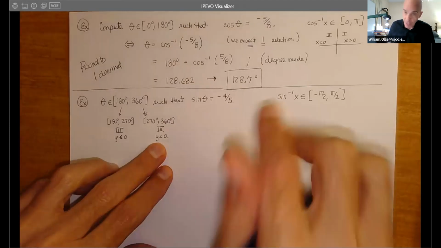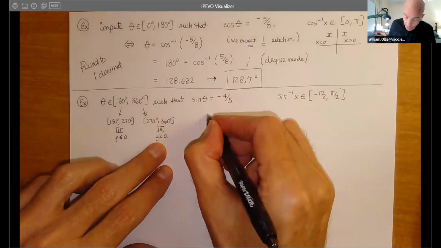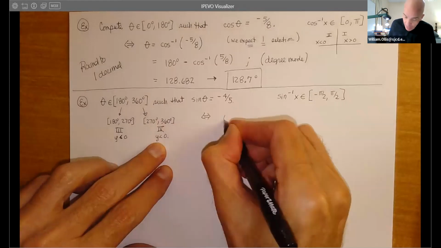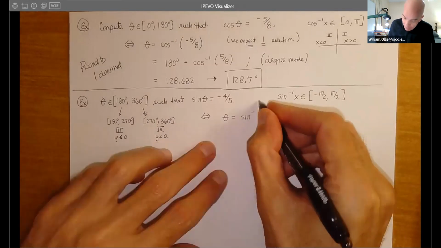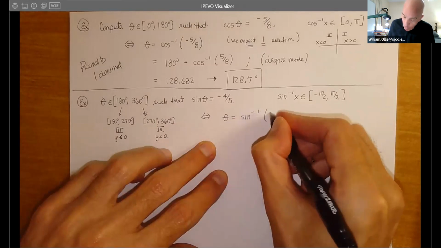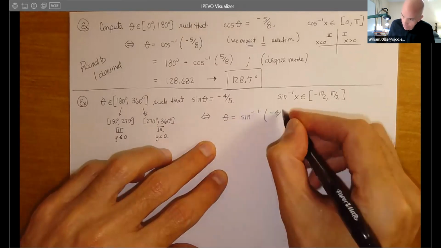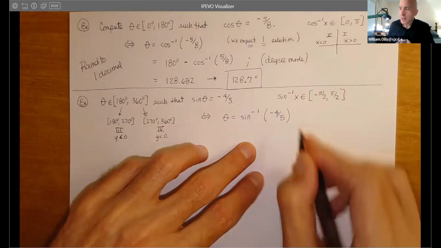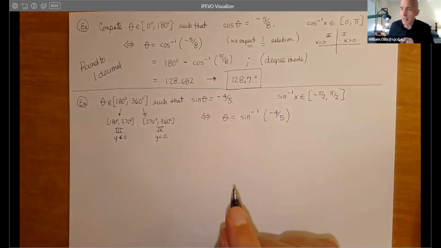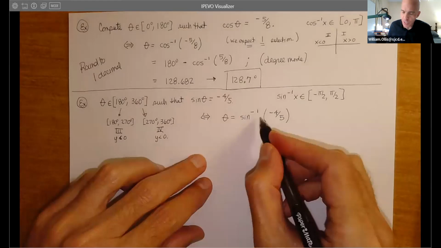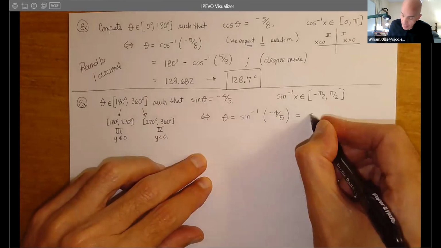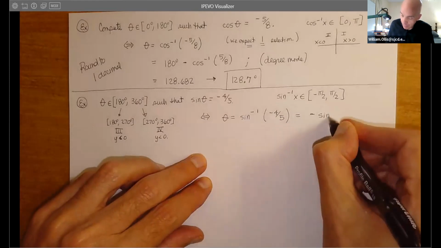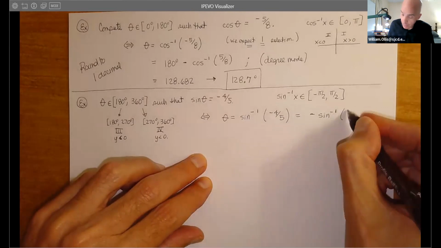So now when we look at this, we're going to have if and only if theta is equal to the inverse sine of -4/5. Now let's just think about this and see what it actually says to us. We know that the inverse sine function is odd. So this gives us negative inverse sine of 4/5.